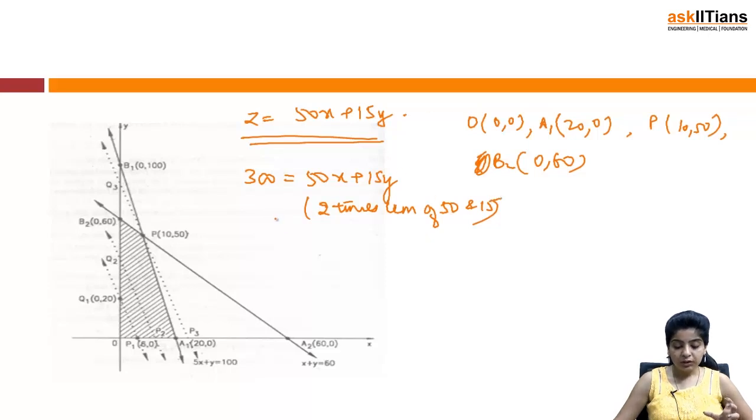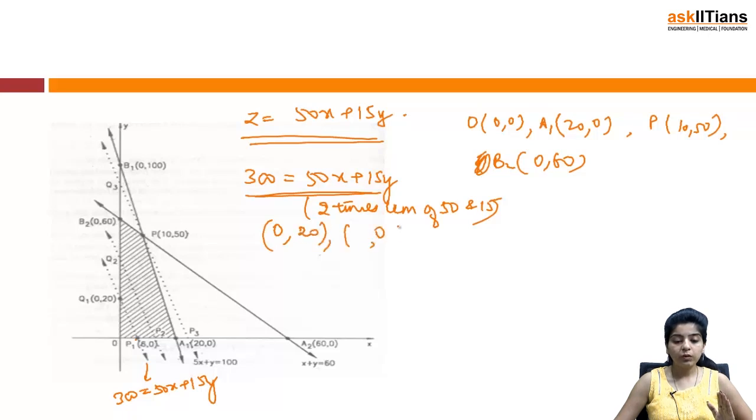So now you will be drawing this line on the graph, and that is represented by P1, Q1. This is my first line, 300 equal to 50x plus 15y. You can check it out here. If I put x equal to 0, then I get y as 20, and if I put y equal to 0, I get x as 6. So the points at which it meets the x and y axes are 6, 0 and 0, 20. Just join these 2 points, and we have this line.